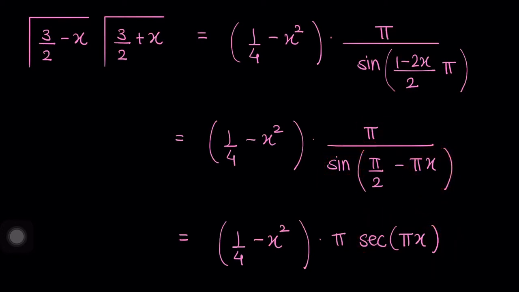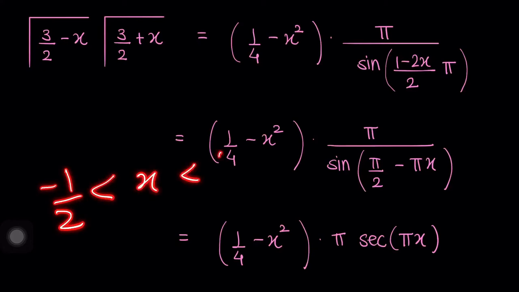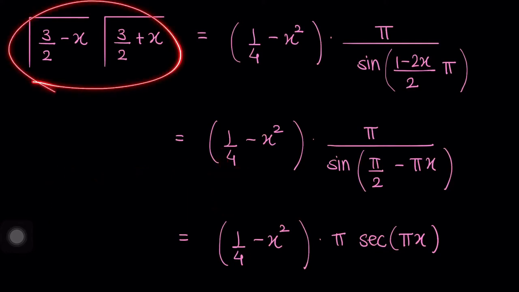So finally the value of gamma (3 by 2 minus x) into gamma (3 by 2 plus x) is going to be (1 by 4 minus x square) pi into sec pi x. This x should lie between minus 1 by 2 and 1 by 2. So if this x lies between minus 1 by 2 and 1 by 2, the value of this is going to be this one.